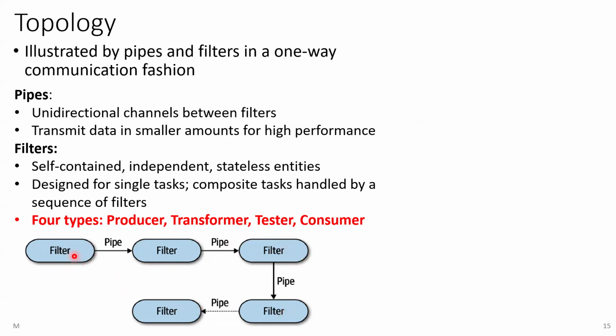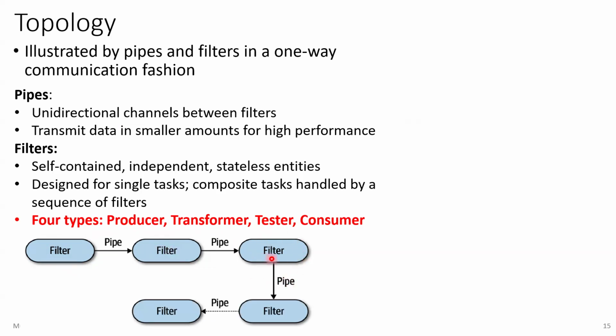This filter can take some data, transform it, and give it to this filter. A filter can have four types. It can be a transformer, because this filter transforms data into another form. It can be a producer. It can look at the data given and produce new data from it.